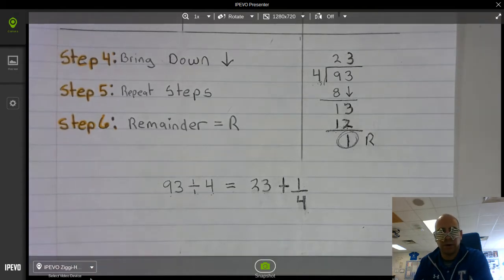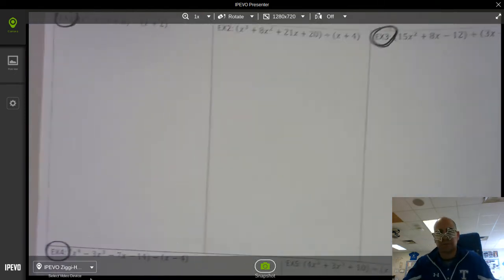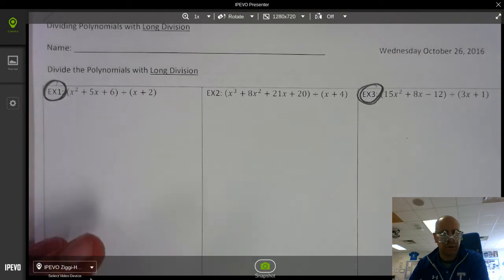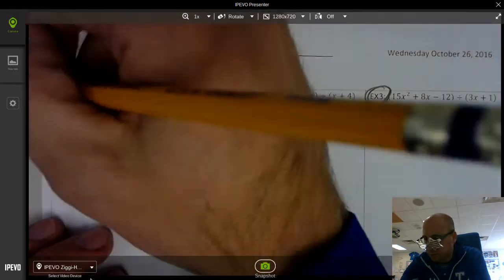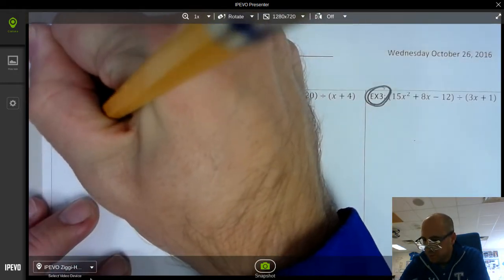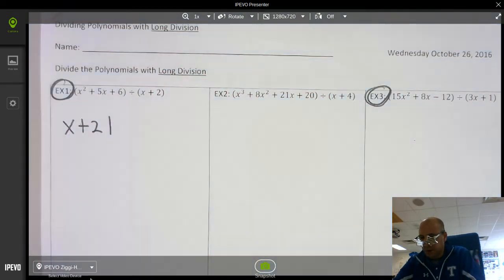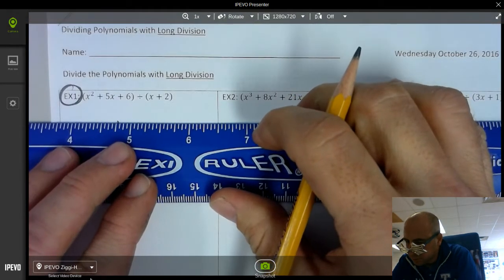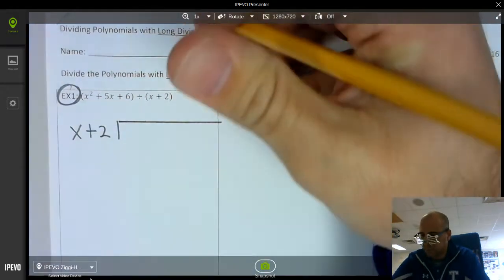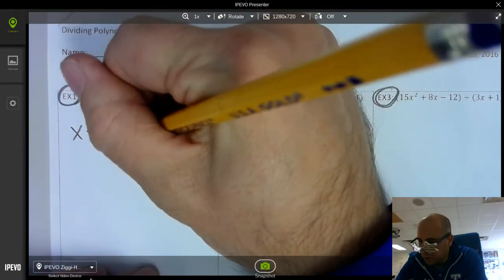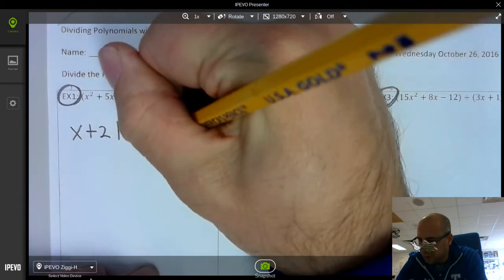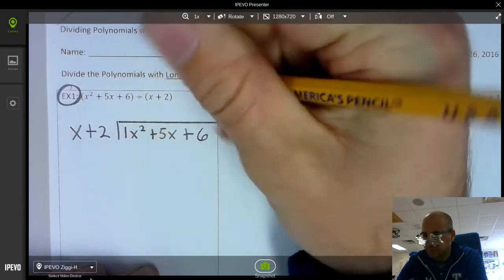All right, so if you would, update your notes. All right, now that your notes are updated, let's look at the examples. Now, using the same steps in basic long division, we're going to do polynomials with long division. So we have x plus 2 divided by, I'm going to put a 1 here, 1x squared plus 5x plus 6.